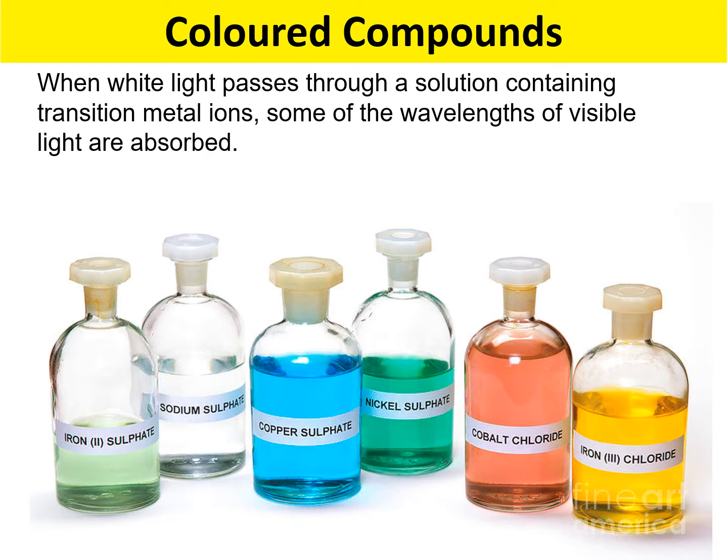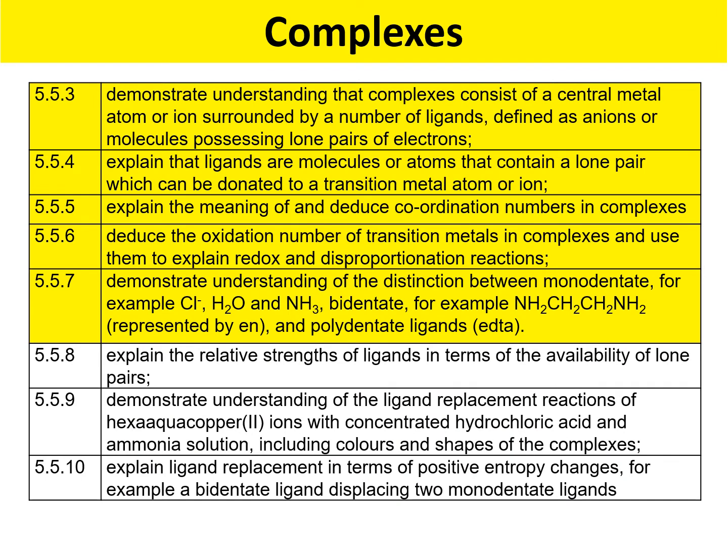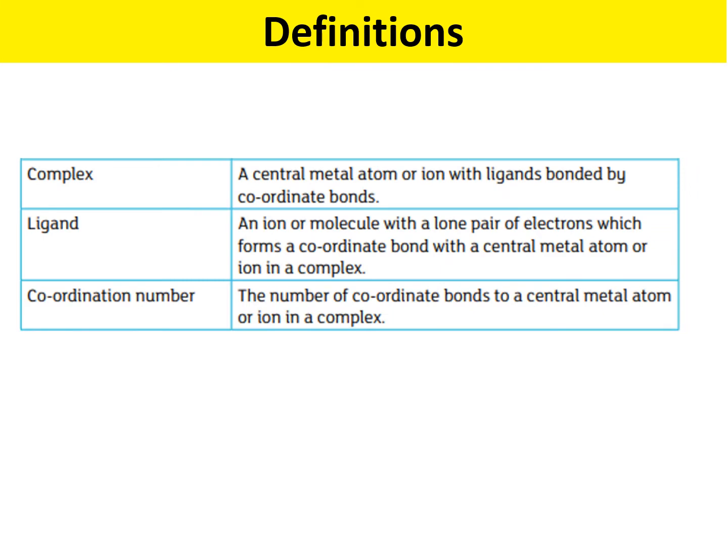Transition metal compounds are coloured. When white light passes through a solution containing transition metal ions, some of the wavelengths of visible light are absorbed, resulting in coloured compounds. The next part of this topic is on coloured transition metal complexes. Here are the associated definitions for this part of the topic.